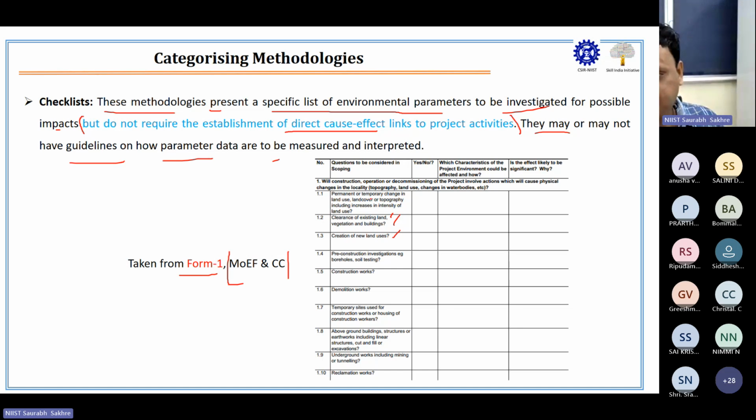1.1. Permanent or temporary change in land use, land cover or topography, including increases in intensity of land use. Whether yes or no. If it is a yes, then which characteristics of the project environment could be affected and how? Then you have to brief what all characteristics are there by which the effect can be met. And is the effect likely to be significant and why? Suppose it is significant, meaning it is a very high impact activity, then why? Okay, so this is a checklist.